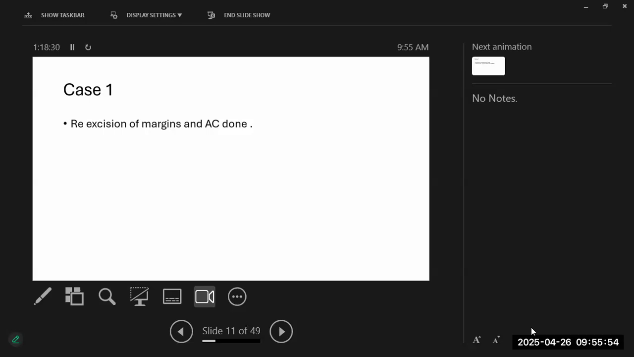So yeah, after an MDT, we decided on a re-excision of the margins, and axillary clearance was carried out. So it was free of tumor and all nodes were negative. As they said, most of the time that is what we get. So what is the adjuvant treatment plan for this patient?